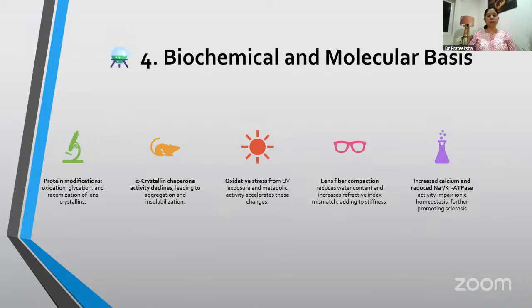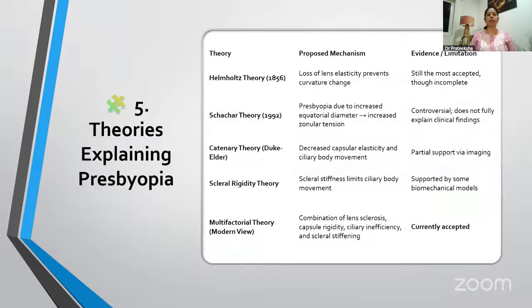Biochemical and molecular basis. First is protein modification: oxidation, glycation and racemization of lens crystallins. Alpha crystallin chaperone activity declines, leading to aggregation and insolubilization. Oxidative stress from UV exposure and metabolic activity accelerates these changes. Lens fiber compaction reduces water content, increases refractive index mismatch, adding to stiffness. Increased calcium and reduced sodium-potassium ATPase activity impair ionic homeostasis, further promoting sclerosis.